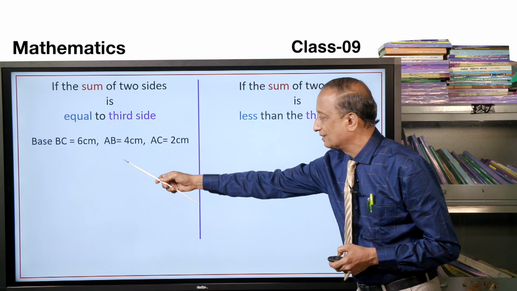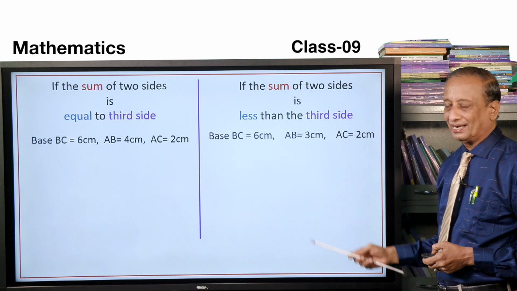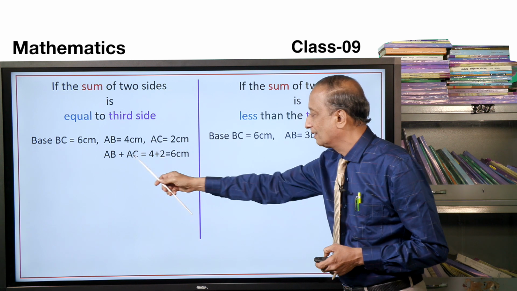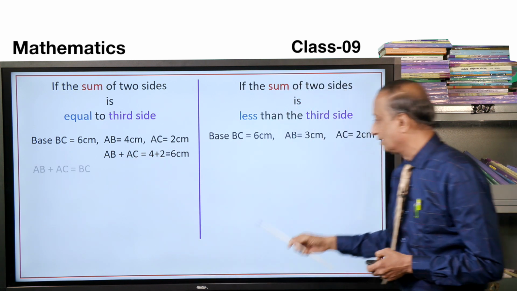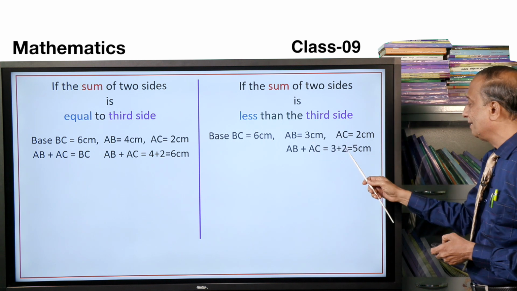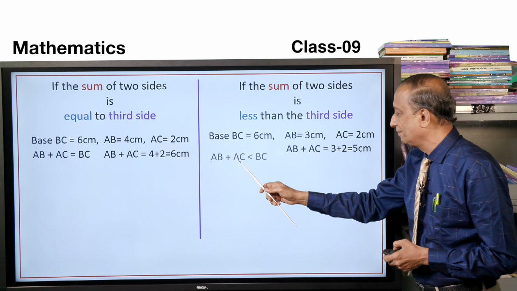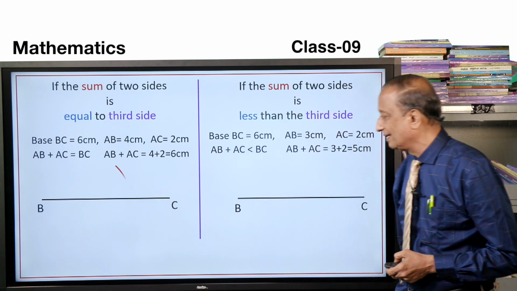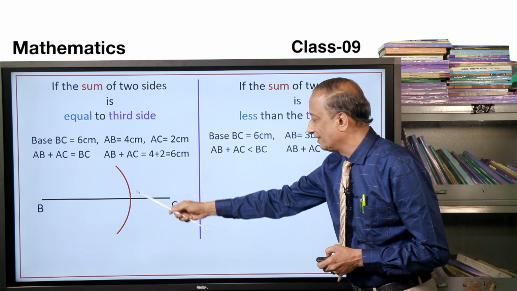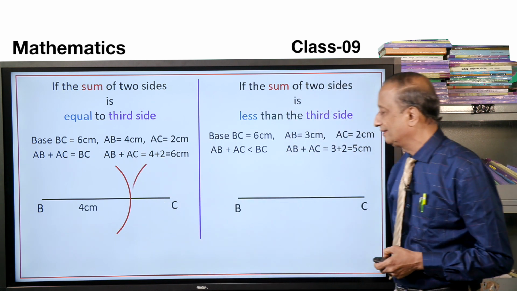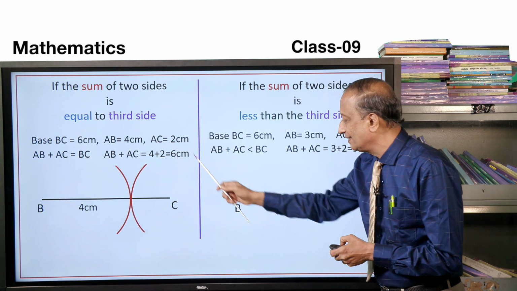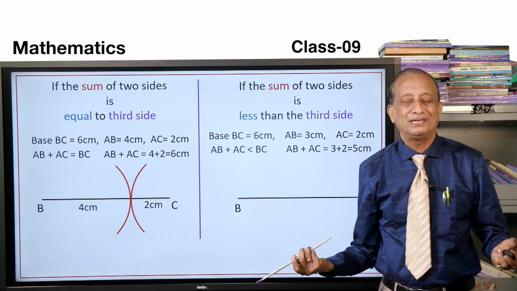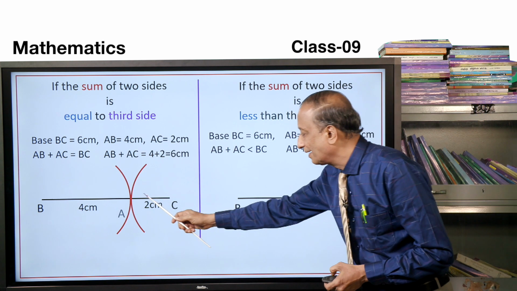This we can try to understand by considering a construction like this. So here BC is 6, and AB and AC are 4 and 2 centimeters. If you add these two, you get 6 centimeters. Here, if you add AB and AC, it is 5 centimeters, and definitely AB plus AC is lesser than BC. So first we draw the base BC like this. With B as center, with 4 centimeters as radius, we cut an arc like this. With C as center, since AC is given as 2 centimeters, we cut an arc. See, they are not intersecting at all. They are just touching at a point A.